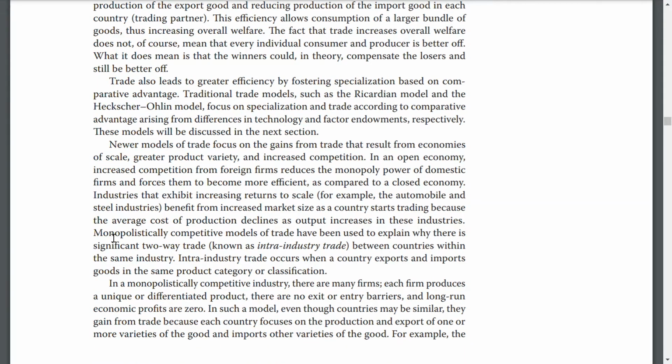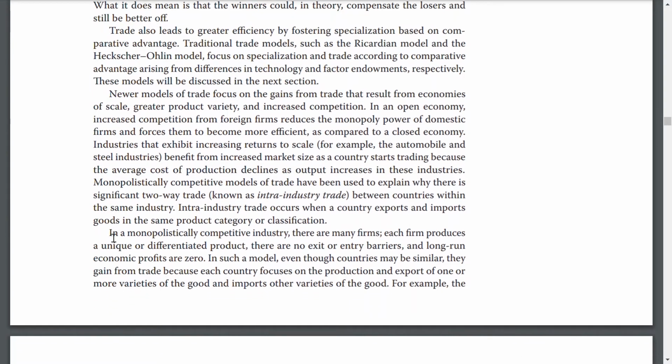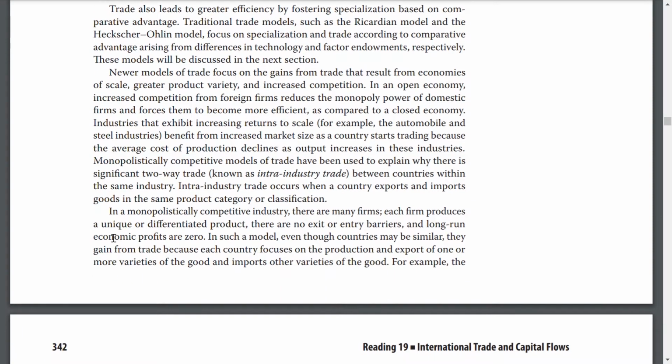The fact that trade increases overall welfare does not, of course, mean that every individual consumer and producer is better off. What it does mean is that the winners could in theory compensate the losers and still be better off. Trade also leads to greater efficiency by fostering specialization based on comparative advantage. Additional trade models such as the Ricardian model and the Heckscher-Ohlin model focus on specialization and trade according to comparative advantages arising from differences in technology and factor endowments respectively. These models will be discussed in the next section.